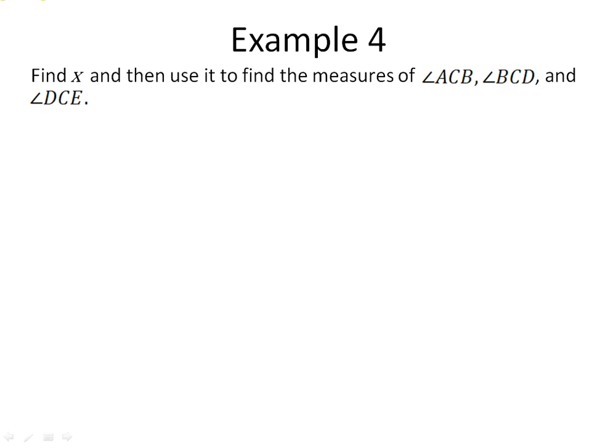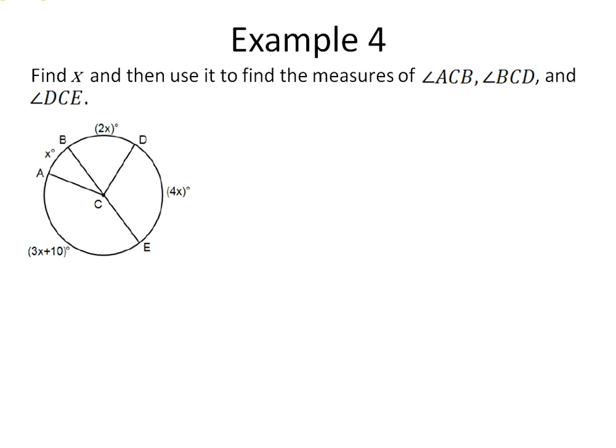Example 4: they want us to find x and then use it to find the measures of angle ACB, angle BCD, and angle DCE. So the first thing we do is take a look at our diagram. We've got a circle that's cut up into a bunch of sections. Each one of these arcs has a degree measure associated with it, but notice that none of the arcs overlap. Since they take up the whole circle, we can add up those expressions and know that it equals 360.